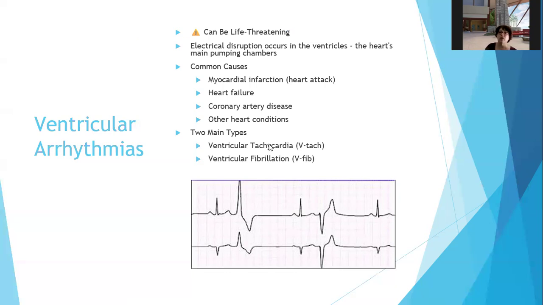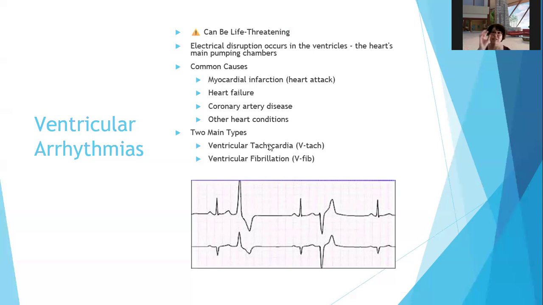Common causes are heart attack, because if the blood doesn't get to the left ventricle, like say the left coronary artery is blocked and the left ventricle can't pump out blood, the heart is not doing its job and that can kill you. It's not good. Ventricular tachycardia and ventricular fibrillation are the most dangerous arrhythmias. They're caused by coronary artery disease. They can be caused by heart failure. They can be caused by other heart conditions.